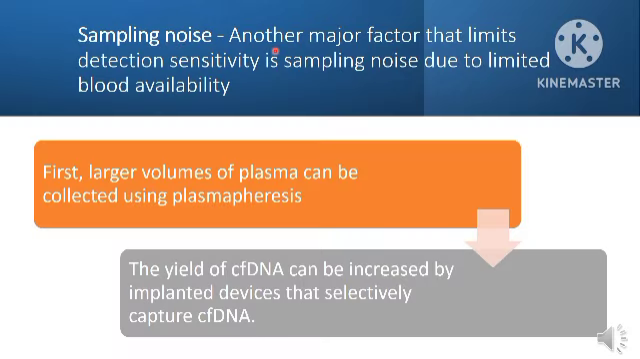Sampling noise is another major factor that limits detection sensitivity of your sample due to limited blood availability. In that scenario, you can take large volumes of plasma by plasmapheresis, and you can also yield cell-free DNA by implanting devices that selectively capture your cell-free DNA, which are not done routinely, but these are the methods where you can take more plasma. If you take more volume of plasma, there are chances that you get more quantity of cell-free DNA.